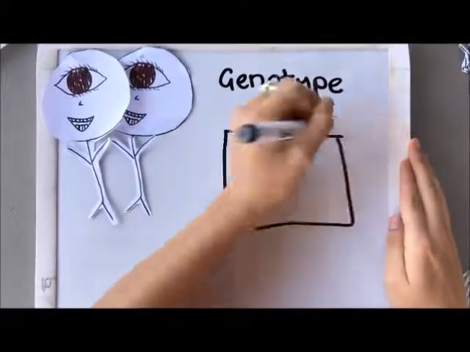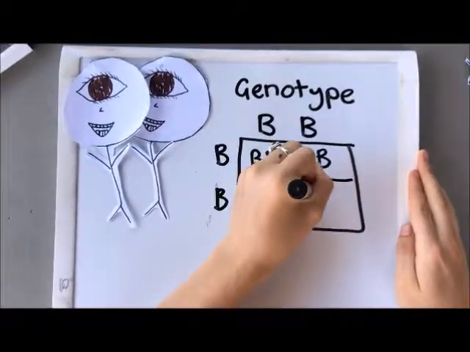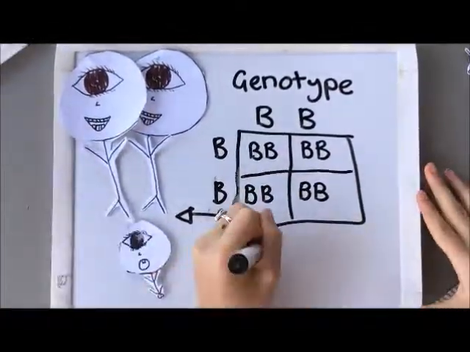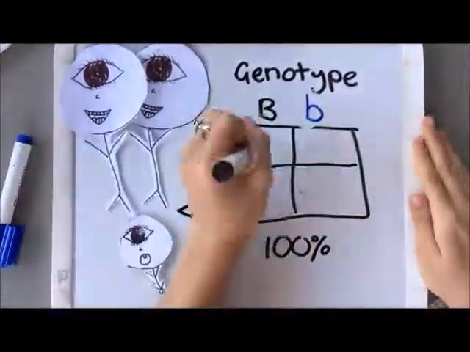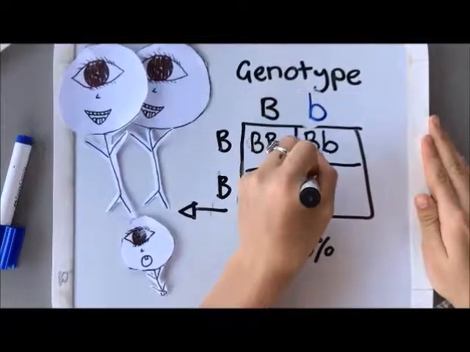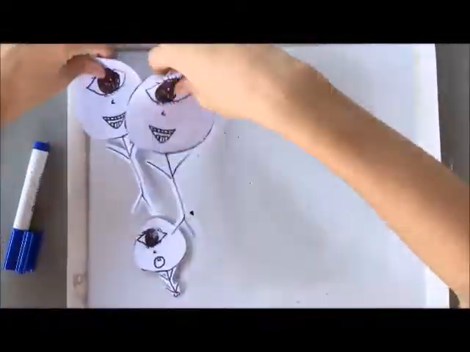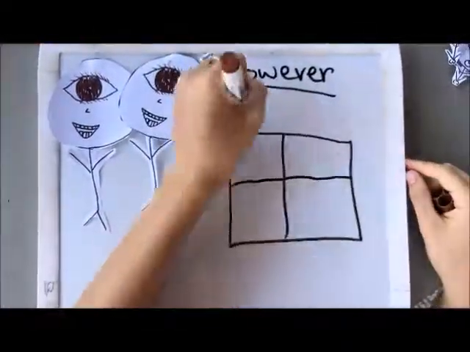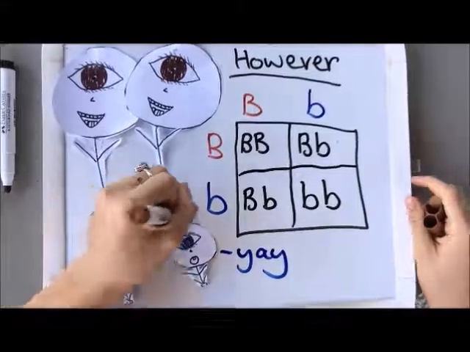As you can see, if both parents' genotypes were big B big B, there would be 100% chance of the offspring's eyes being brown. There would also be 100% chance of the offspring's eyes being brown if one parent's genotype was big B big B and the other parent's was big B little b. However, if both parents were to carry the genotype big B little b, there is 75% chance that the offspring will have brown eyes and 25% chance that the offspring may have blue eyes.